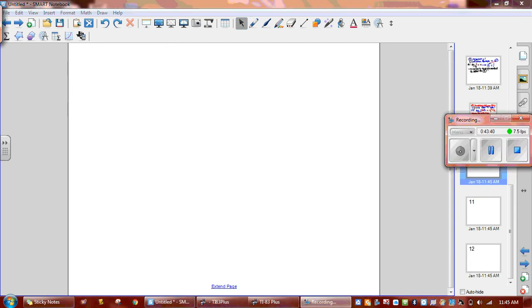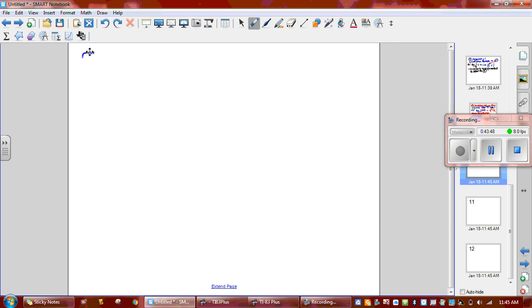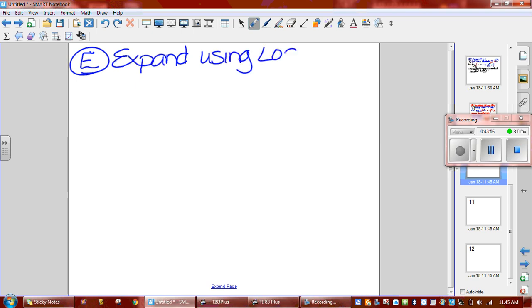Okay. The next one. Are we on letter E or F? Where are we at? E? Okay, so letter E is going to be expand. Expand using logs. Okay, here's our first example.